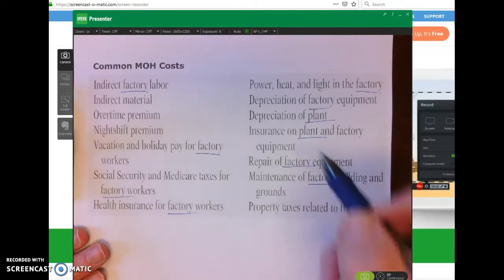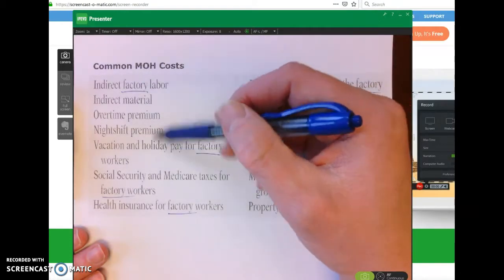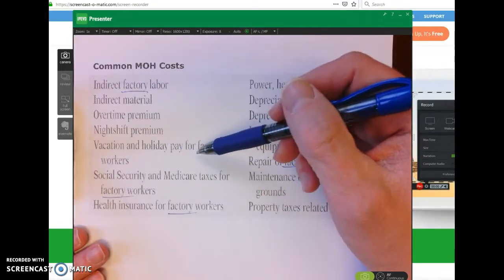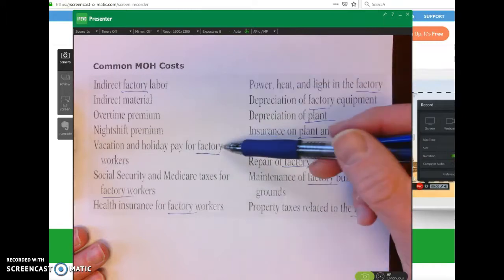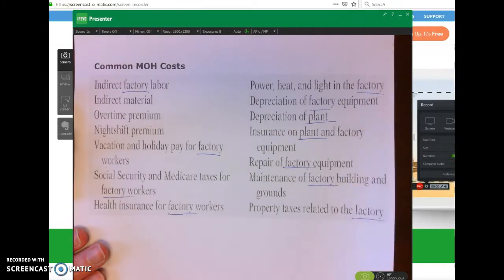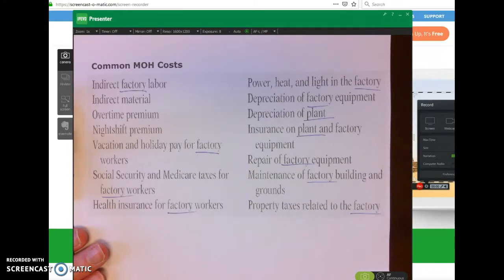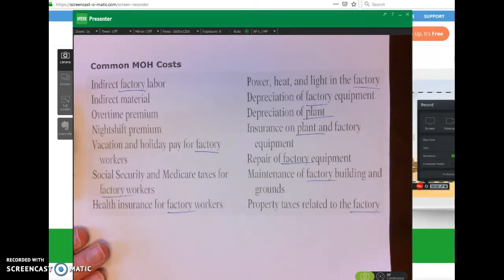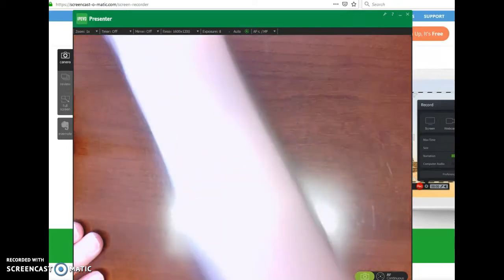Okay? So again, if I give you test questions and I start to say, is this a product or period cost, you have to look for the keywords of factory, plant, production. Those are all product costs. They are not period costs. Okay? So let's go on to the next page right over here.